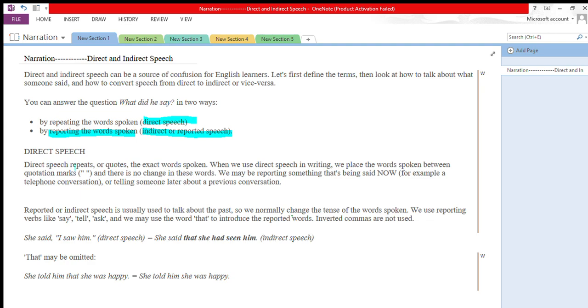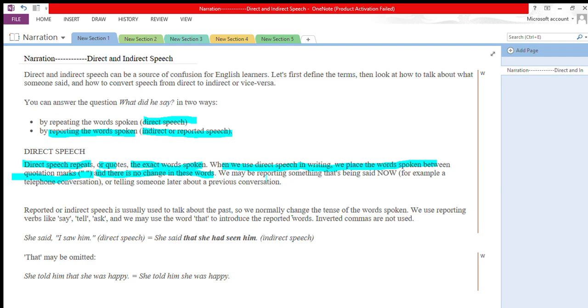Direct speech repeats or quotes the exact words spoken. And when we use direct speech in writing, we place the words spoken between quotation marks or inverted commas. You can see over here. And there is no change in these words. We can't change even a single word when we are using direct speech.